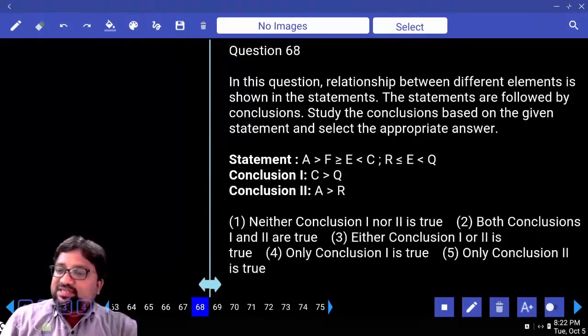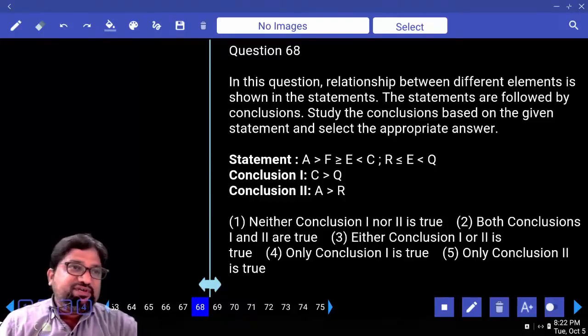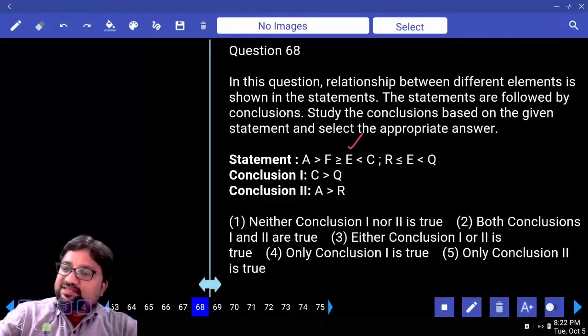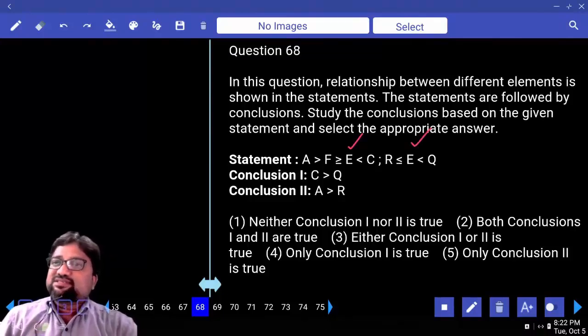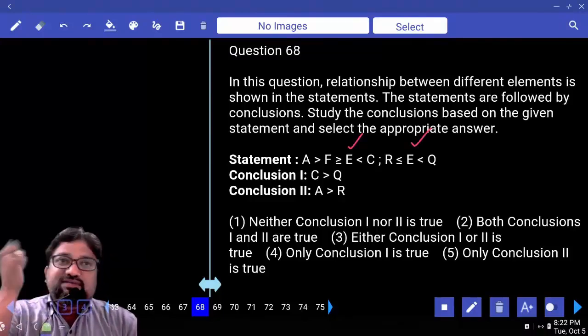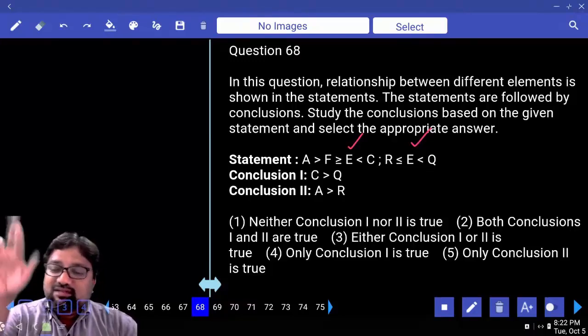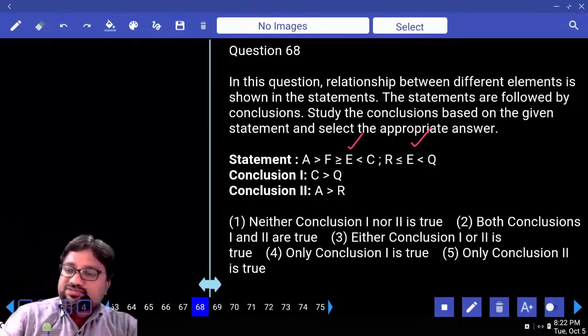68. C greater than Q. If I am supposed to go from C to Q, I need to take the help of E. So C greater than E, but the problem is E is less than Q. What are those two symbols that you have read? Greater than, less than. Then symbols are opposite.